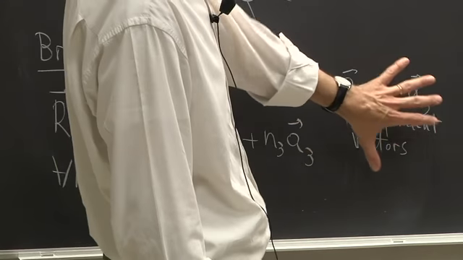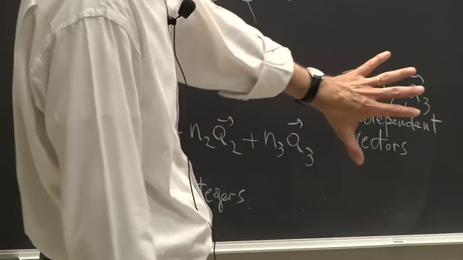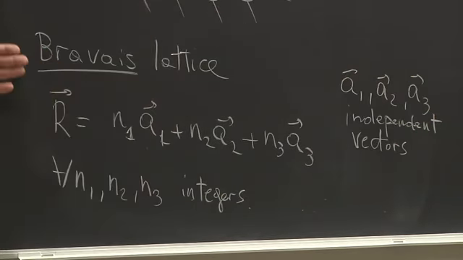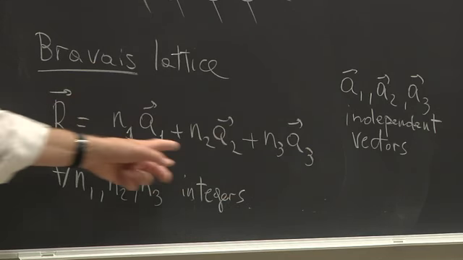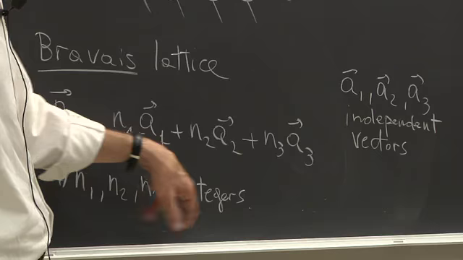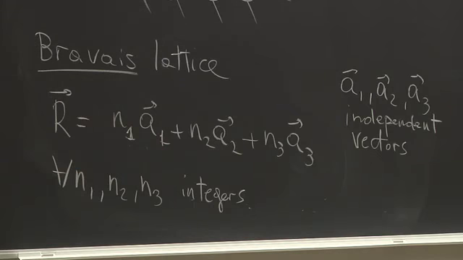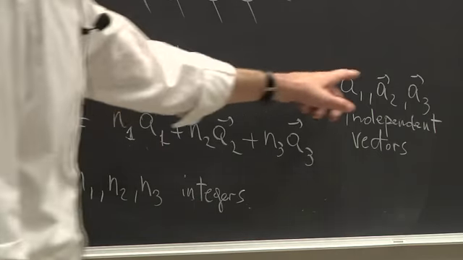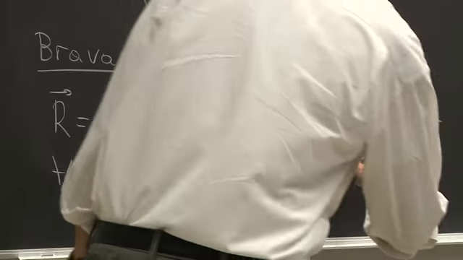Okay? So this must be given. If I give you this, the Bravais lattice is identified by all points that satisfy this condition for all N1, N2, and N3 integers. Okay? All of them. All possible integers, N1, N2, and N3. These 3 vectors take the name of primitive vectors.